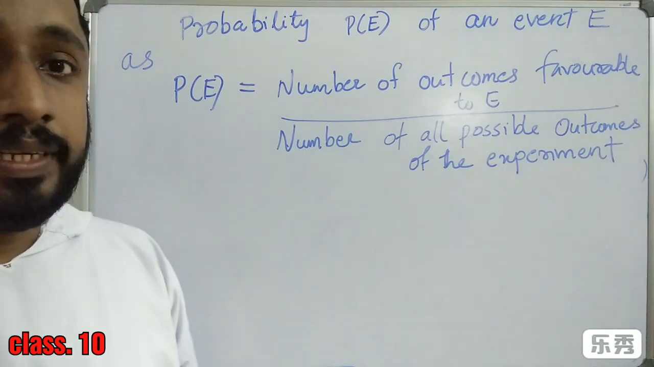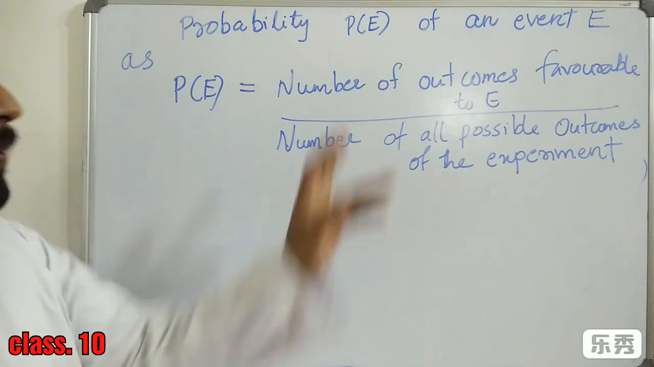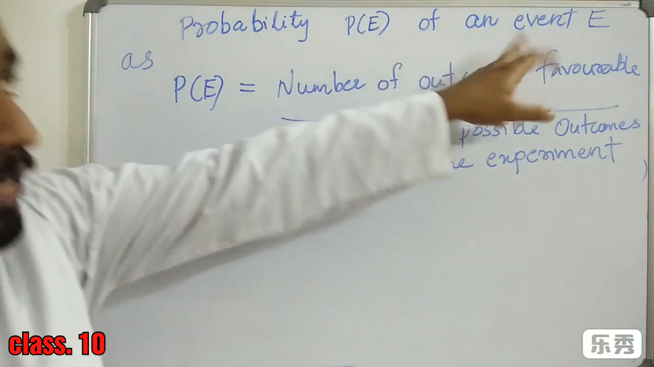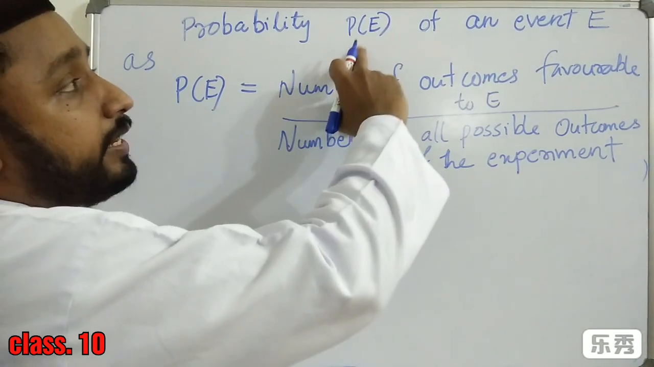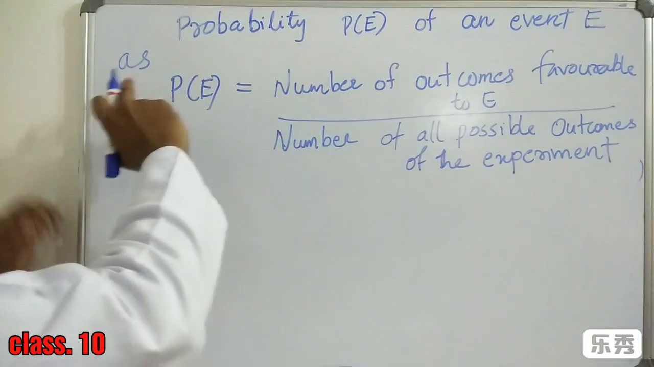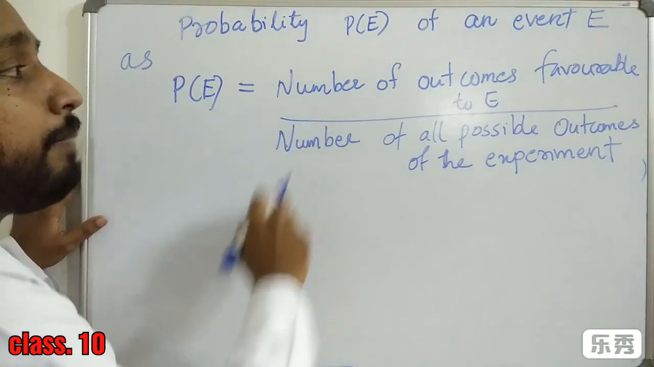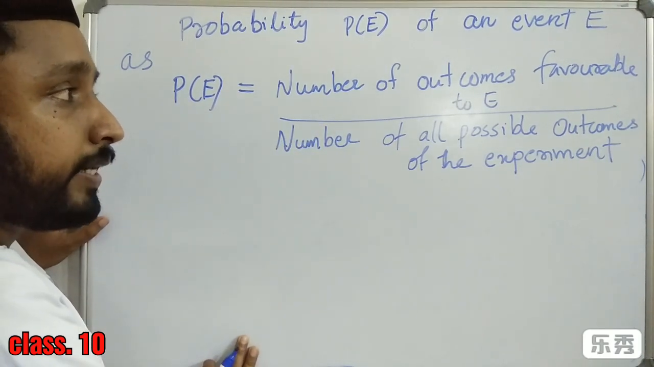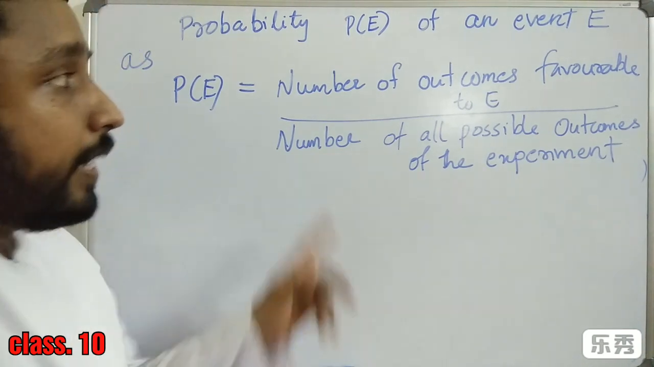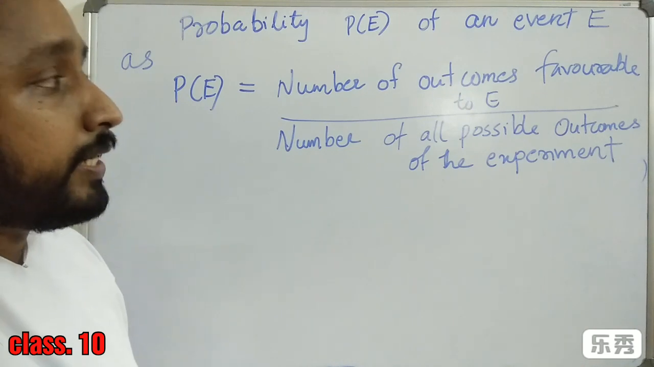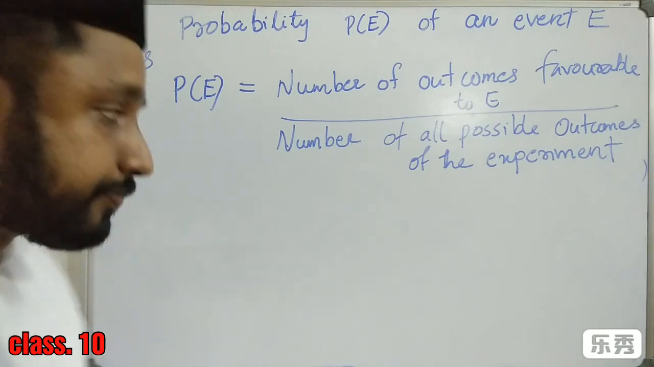Next, probability. Let us study probability. We represent the probability of an event E by P of E. The probability of an event E, P of E, is equal to the number of outcomes favorable to E divided by the total number of possible outcomes of the experiment.